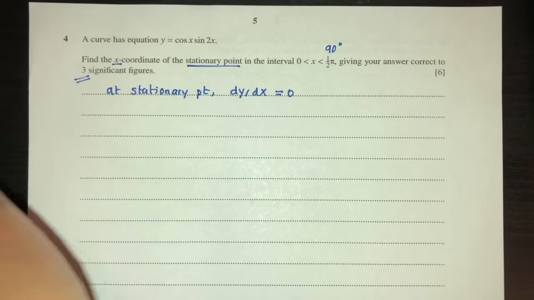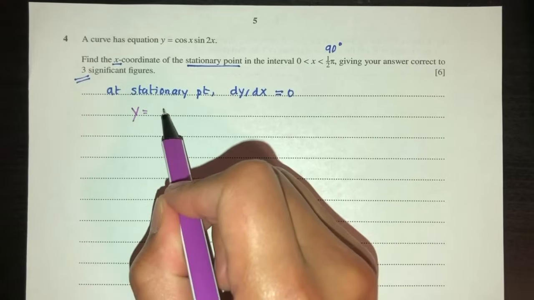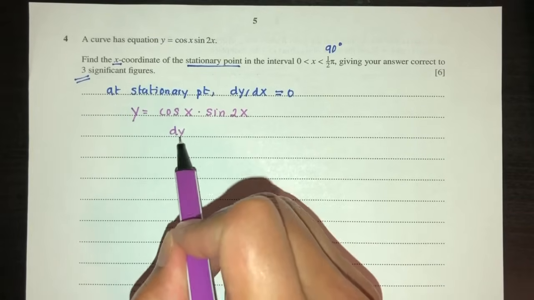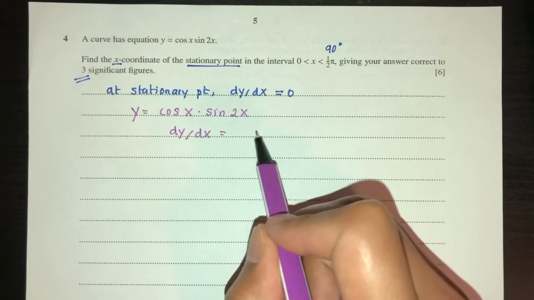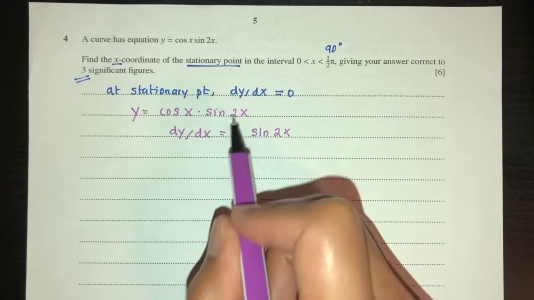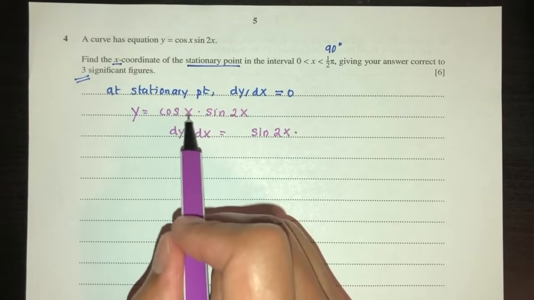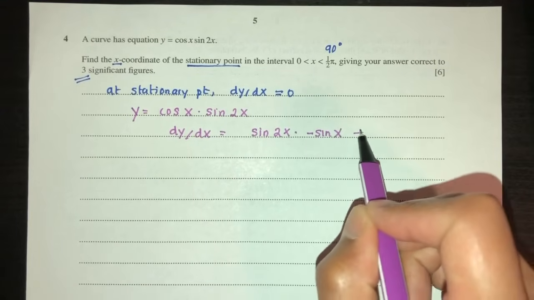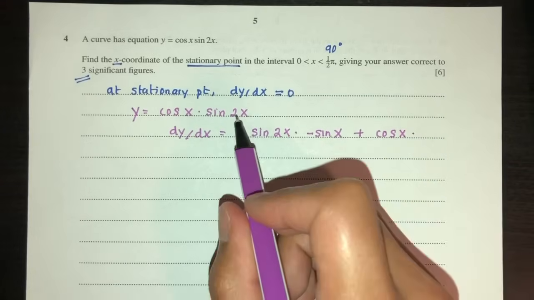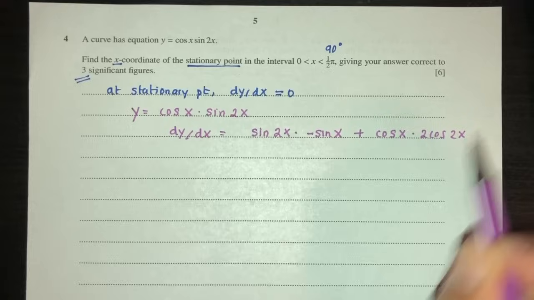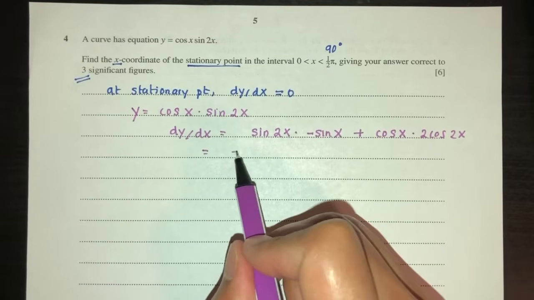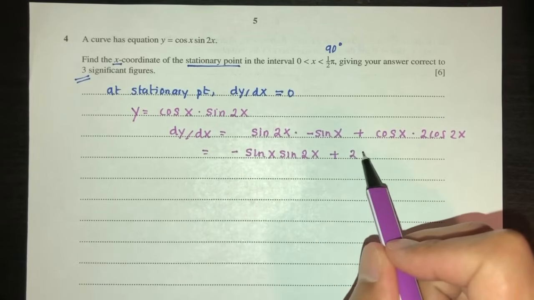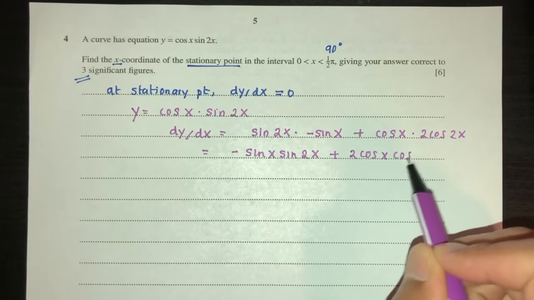So let's first find dy by dx. As you can see, y is equal to cos x times sine 2x. It is a product, so we have to use the product rule. So dy by dx is equal to, we first keep the second one by itself, times the differentiation of this one, which gives minus sine x, then plus, we leave the first one alone and differentiate this one. You will have 2 cos 2x. So simplify, you will have minus sine x sine 2x plus 2 cos x cos 2x.